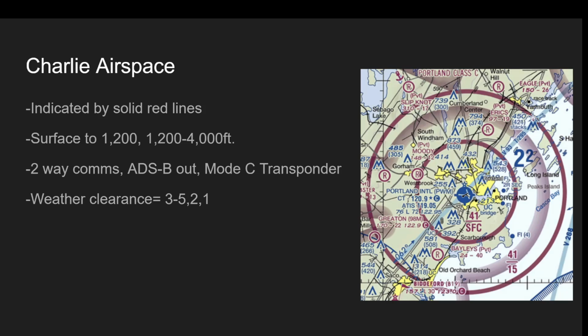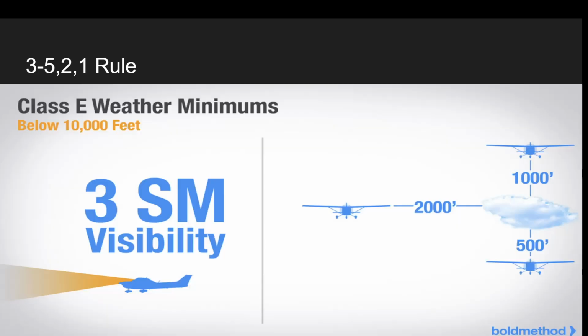Weather clearance is 3-5-2-1. You might be asking, what is 3-5-2-1? It is every pilot's worst nightmare. No, I'm kidding. This is 3-5-2-1. So it is a Class Echo weather minimum. It says Echo below 10,000 feet. We'll get to that, but this applies to all 3-5-2-1 rules here. Three statute miles visibility. That's what you need. That should not be your personal minimum, but that is the legal minimum.